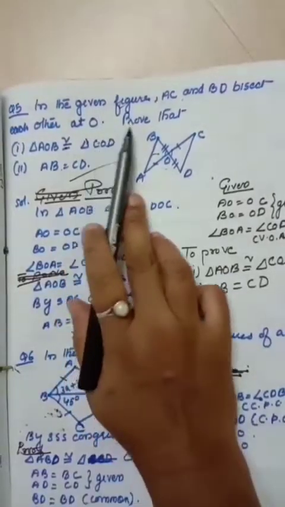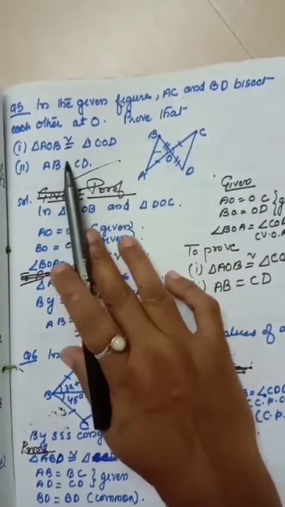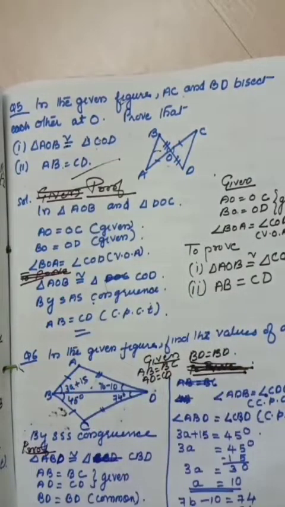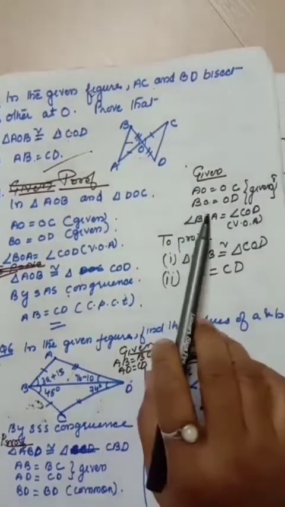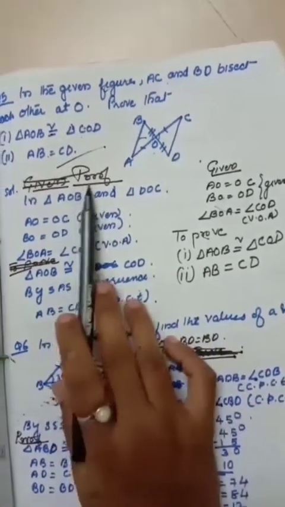Same like question. In the given figure, AC and BD bisect each other at O. Prove that triangle AOB is congruent to triangle COD, and AB equal to CD. First you have to write given and prove. What are given, that you have to write first. Then what you have to prove, that also. Then proof starting.